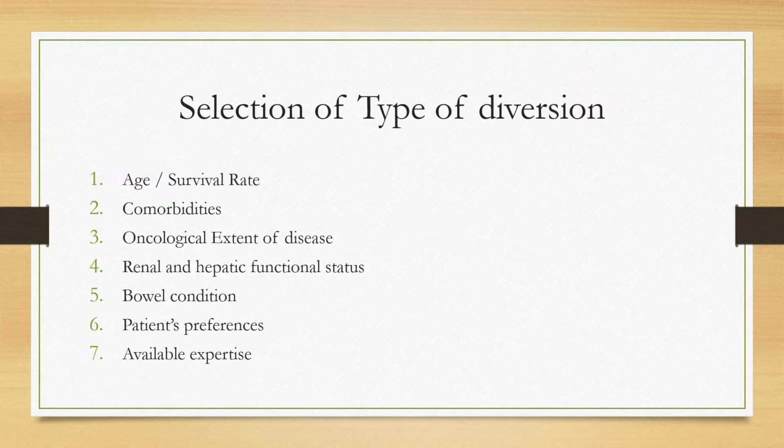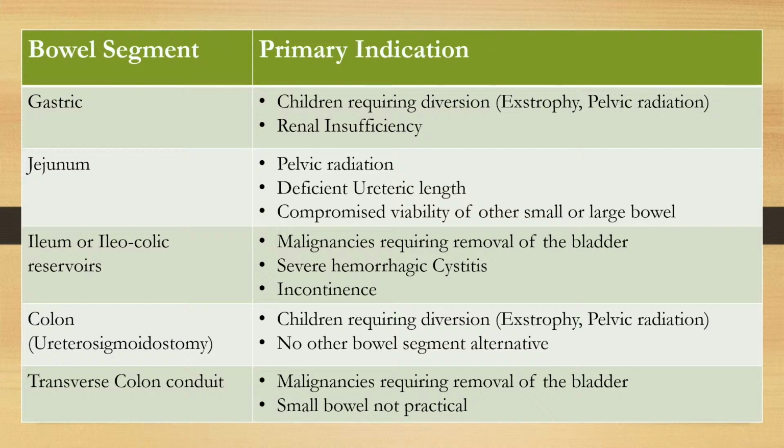How do you select the correct type of urinary diversion for a patient? There are several factors to look at. The age of the patient is important, the sex is important. If there are any comorbidities, for example, if the patient has inflammatory bowel disease, then maybe you don't want to use the intestinal segment, you just want to do a conduit. Oncologic extent of the disease may affect your choice of the diversion. Renal and hepatic functional status, bowel condition will determine if you're going to use bowel or not, and even the patient's preferences, and even the expertise of the surgeon. Because some of these have a very high learning curve.